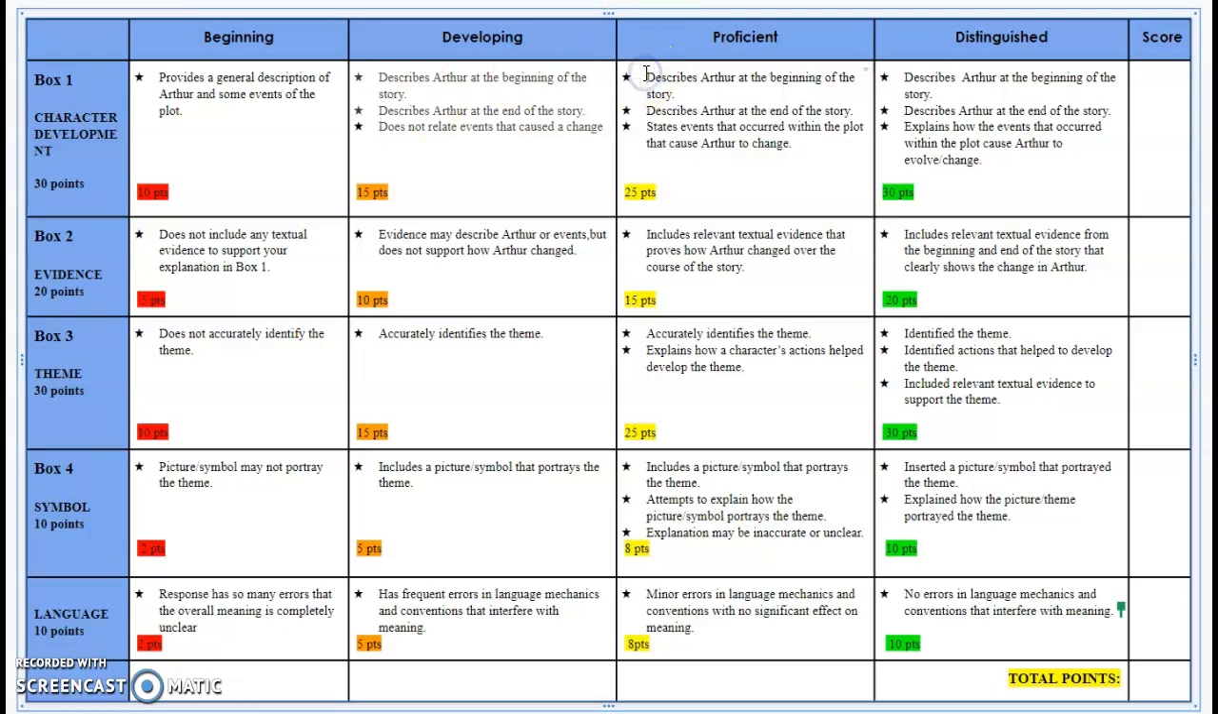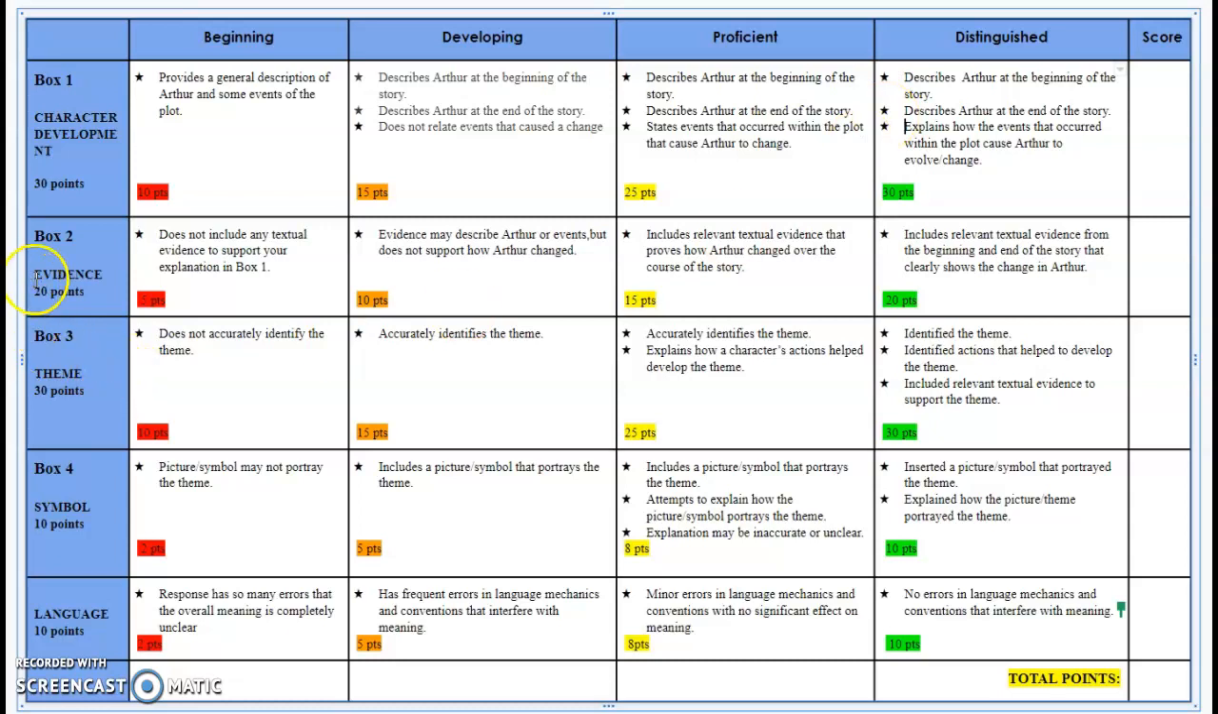Then for the proficient level, we have describes Arthur at the beginning of the story, describes Arthur at the end of the story, and states events that occurred within the plot that cause Arthur to change. For the distinguished level, to get your full 30 points, describes Arthur at the beginning of the story, describes Arthur at the end of the story, but then you go further and explains how the events that occurred within the plot cause Arthur to change or evolve.